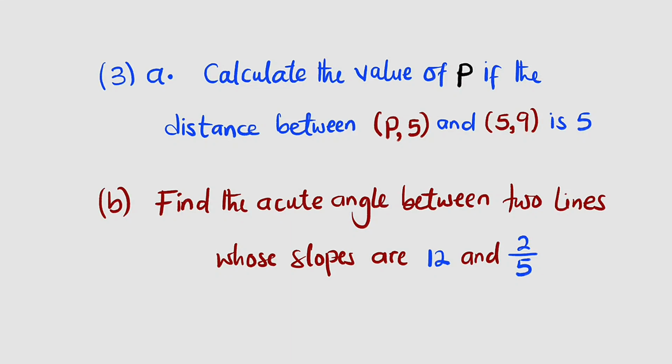Question number 3 has A and B parts. The A part reads, we should calculate the value of p if the distance between this point to this point is 5. Okay, let us apply the distance formula to calculate the value of p, right?